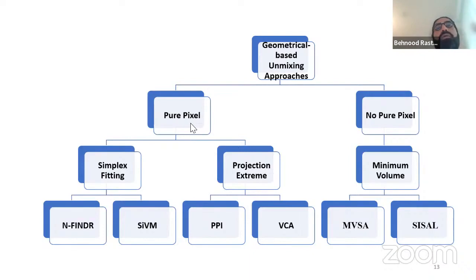This is also related to another topic, which is extracting the number of endmembers, which is a big topic we don't discuss today. That's also a very hard problem, how to determine the number of endmembers. But unfortunately, we don't have time to go over all these concepts.